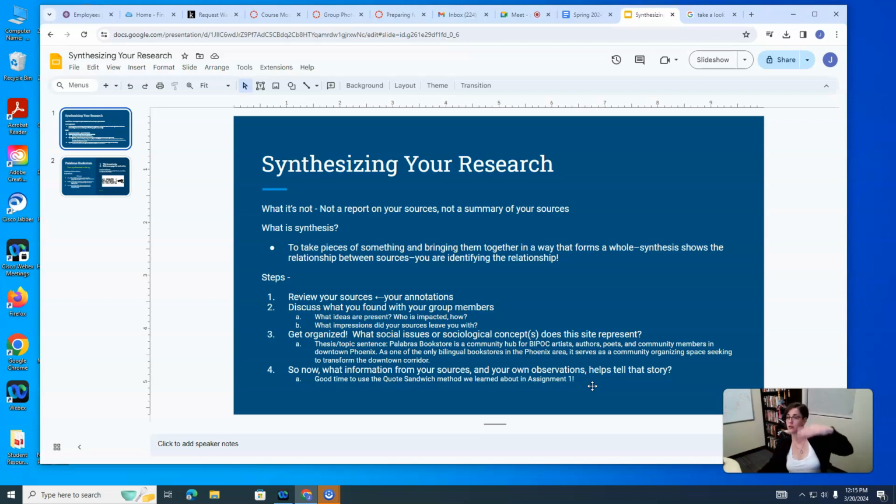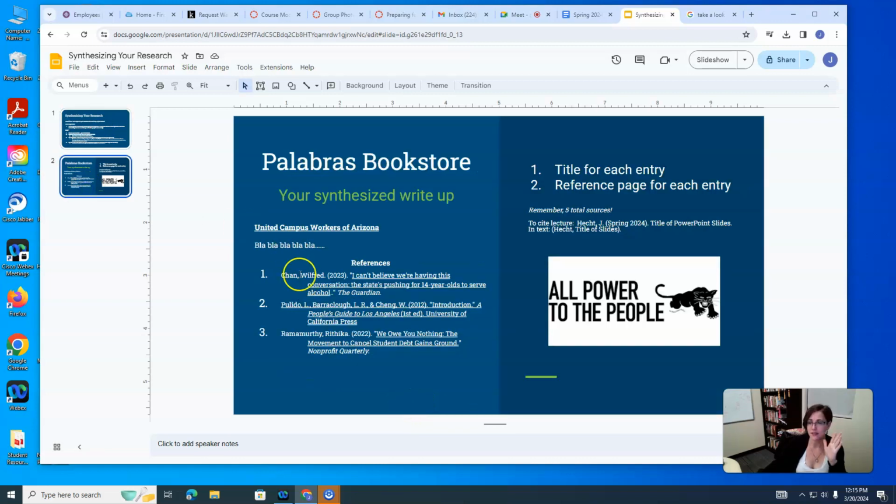So you might find that the sociological concept is what allows you to connect all of your sources together. How do your sources help you understand how that concept is playing out here in Arizona? Okay. And so that's synthesis.